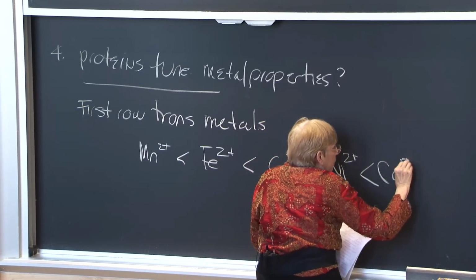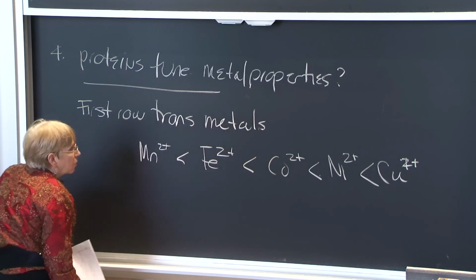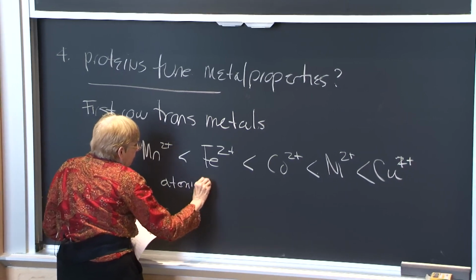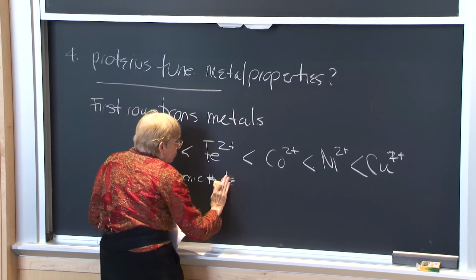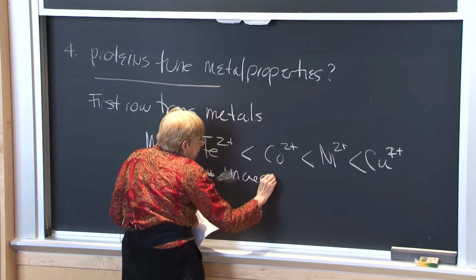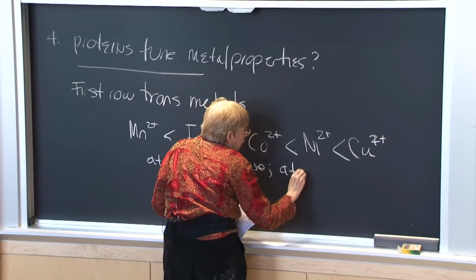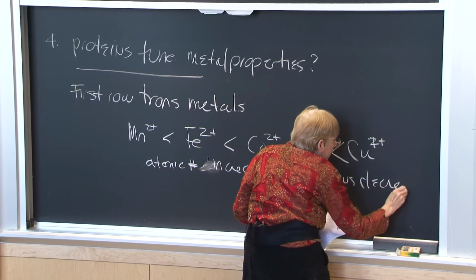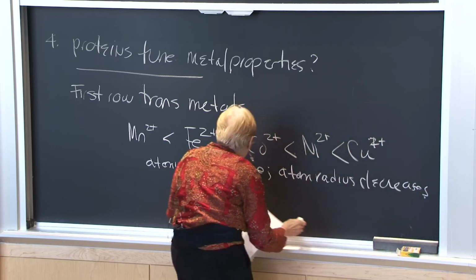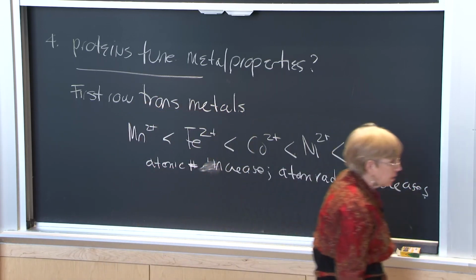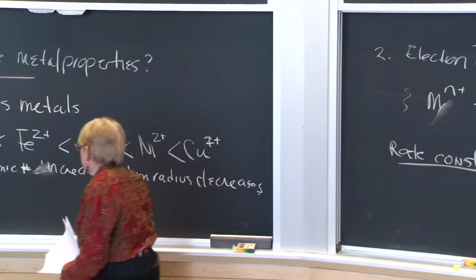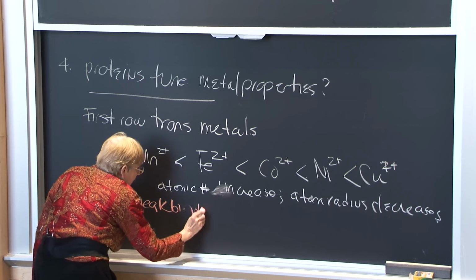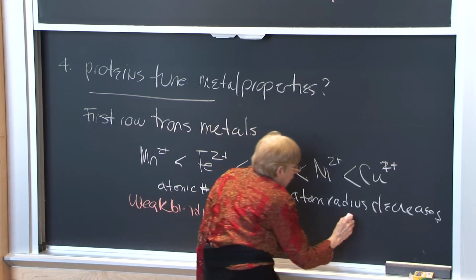So here are our transition metals. And what we see is the atomic numbers increase, and the atomic radius decreases. And therefore, what you see is, over at the manganese and iron end, we have weak binding. And over at this end, we have strong binding.